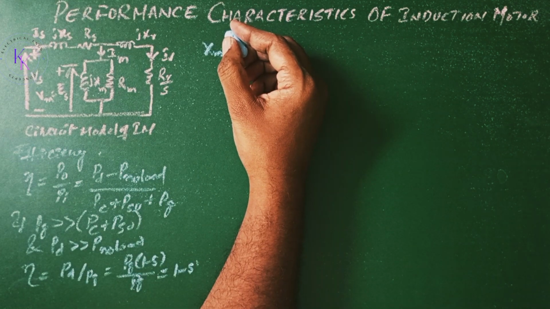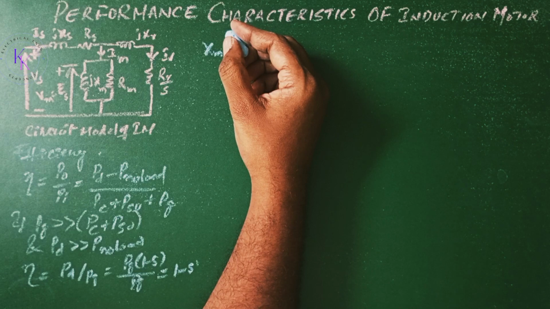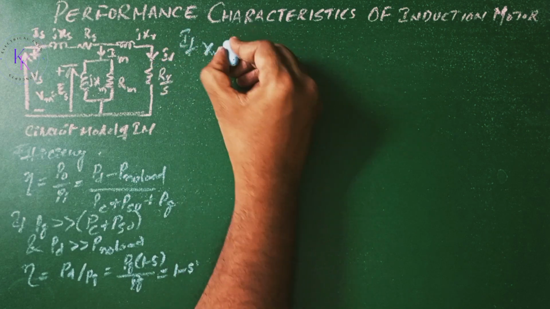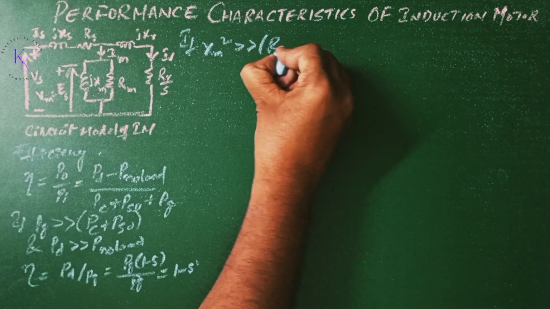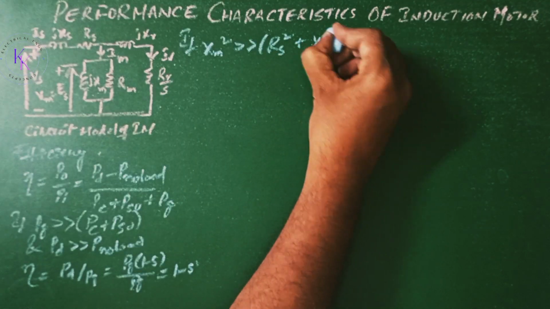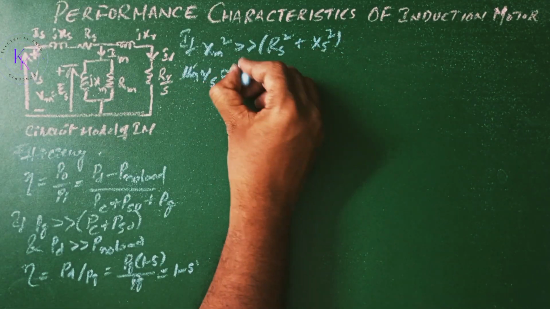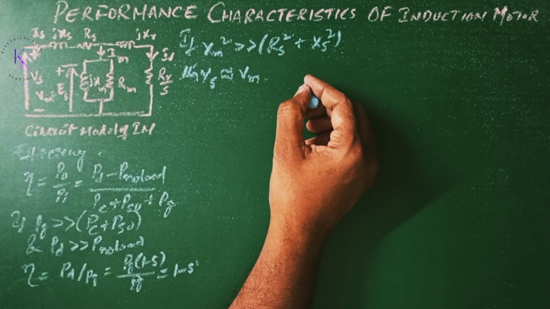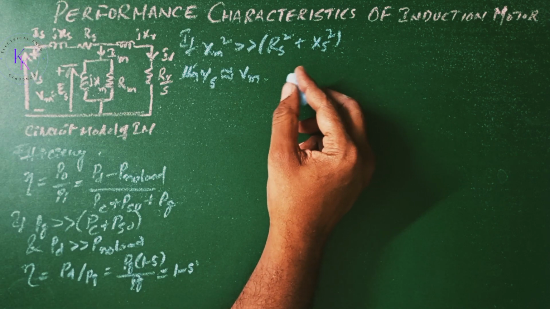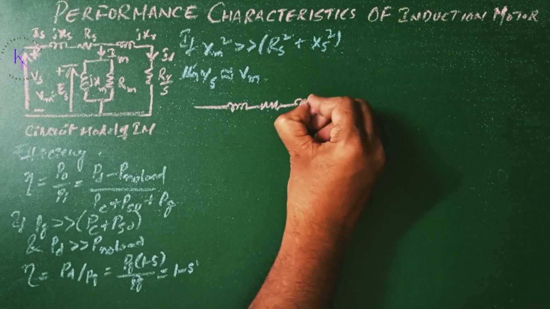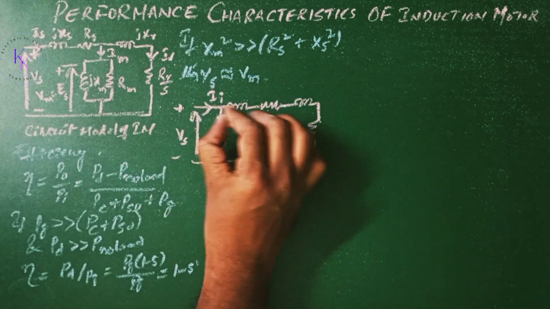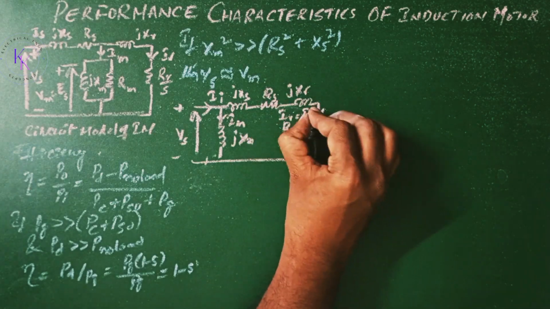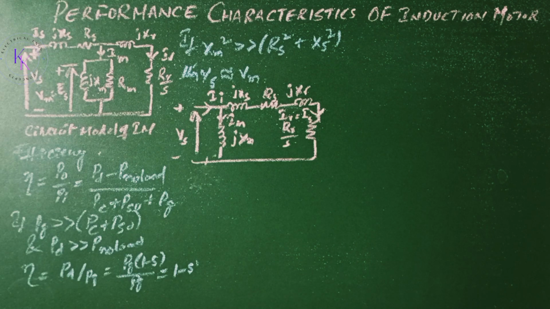The value of Xm is normally large, and Rm, which is much larger, can be removed from the circuit model to simplify the calculation. Then if Xm square is greater than Rs square plus Xs square, then Vs is approximately equal to Vm, and the magnetizing reactance Xm may be moved to the stator winding. To simplify further, we can show this, and this is the approximate per phase equivalent diagram.